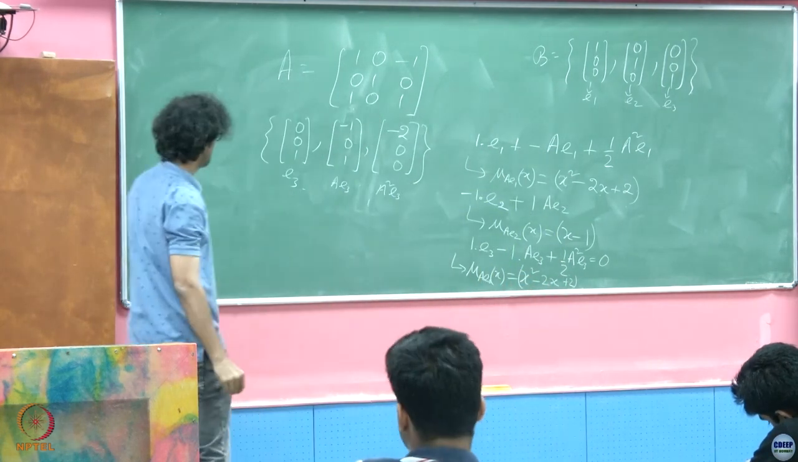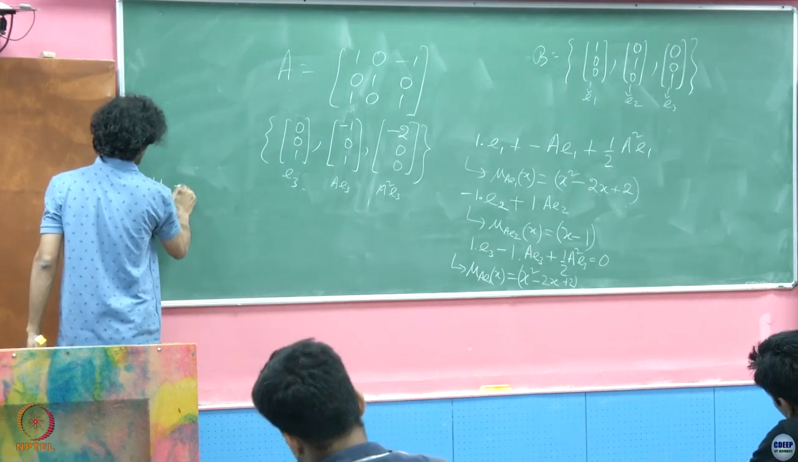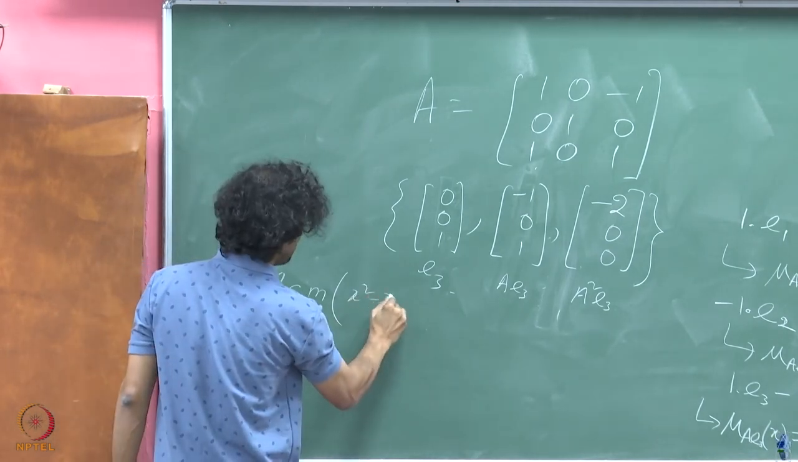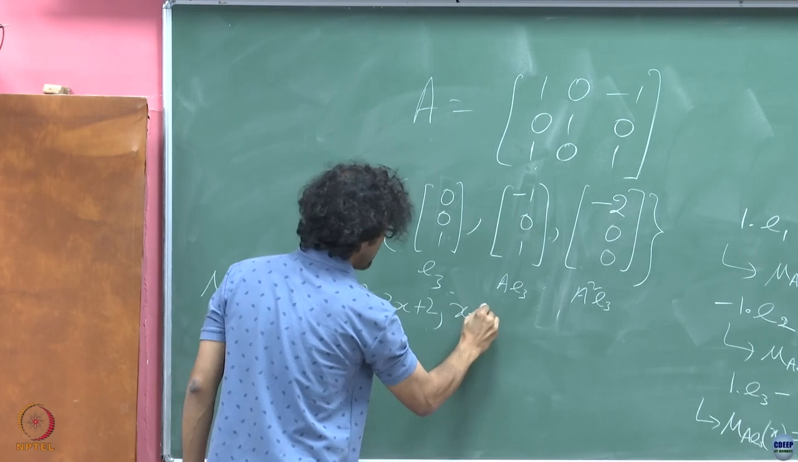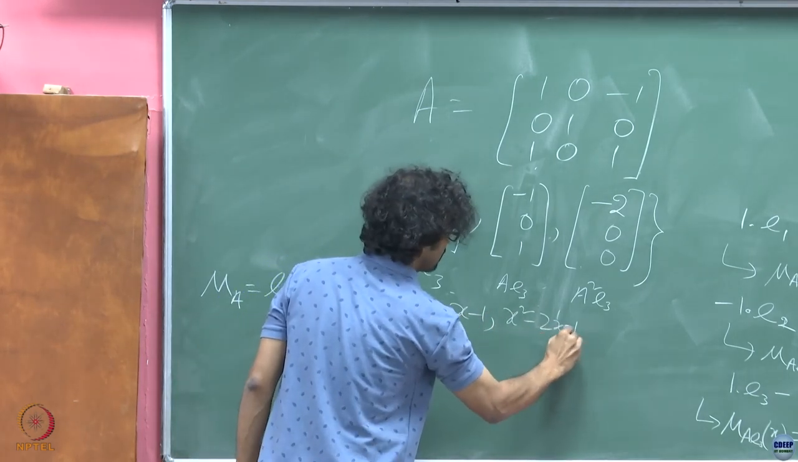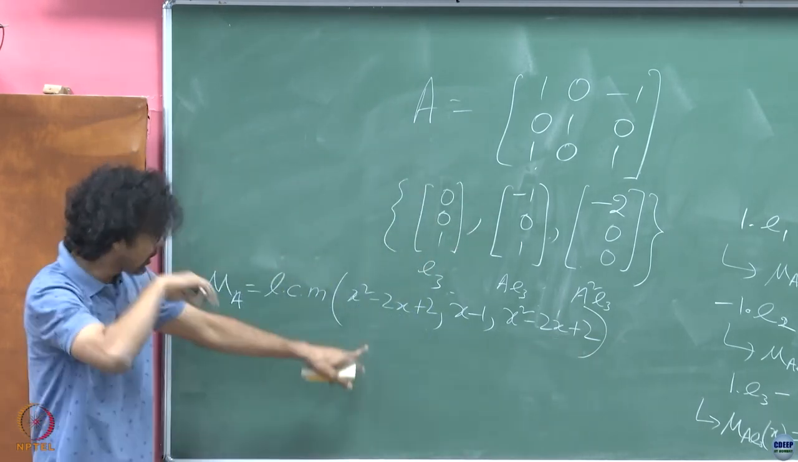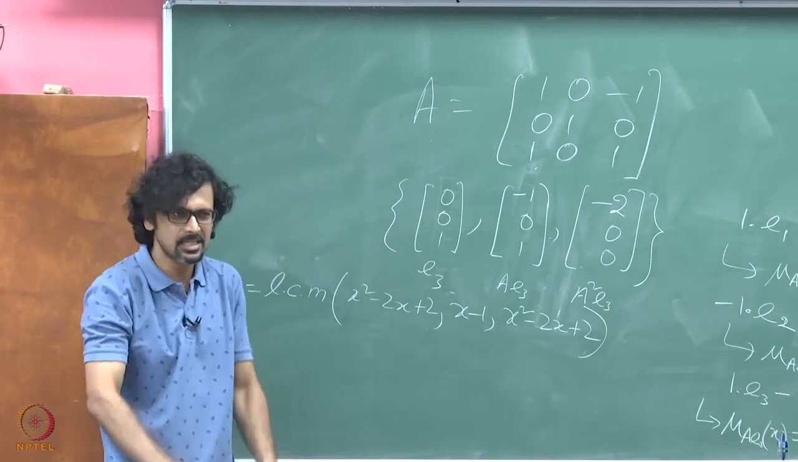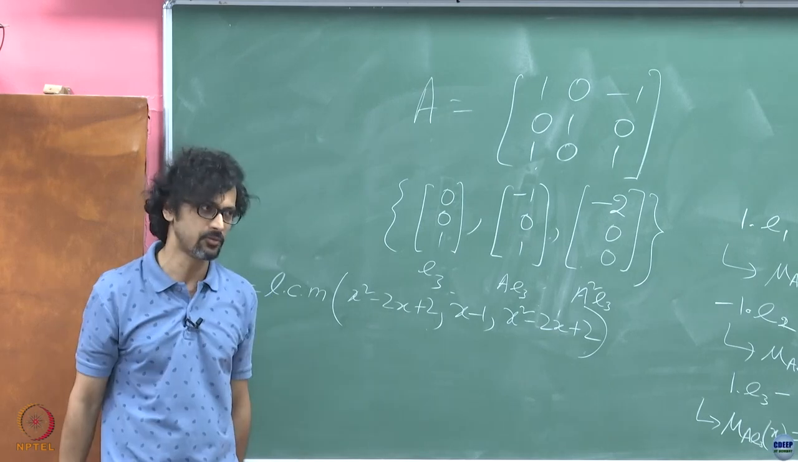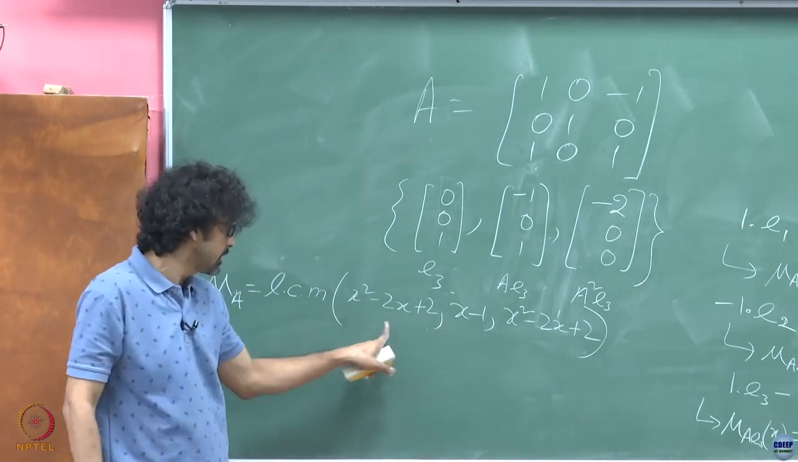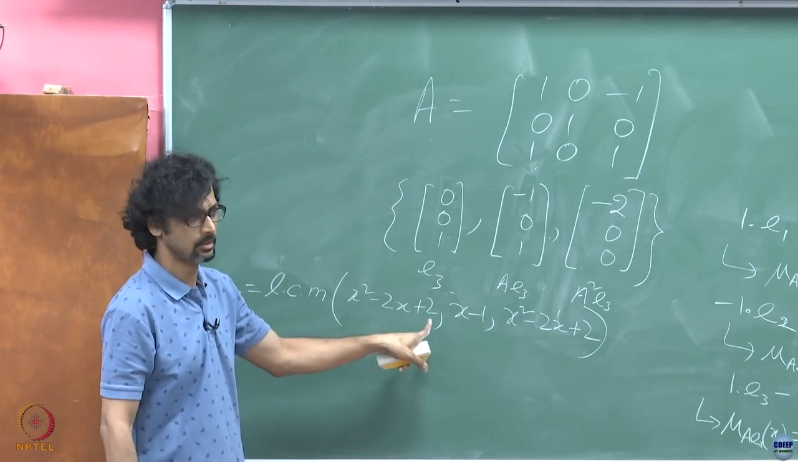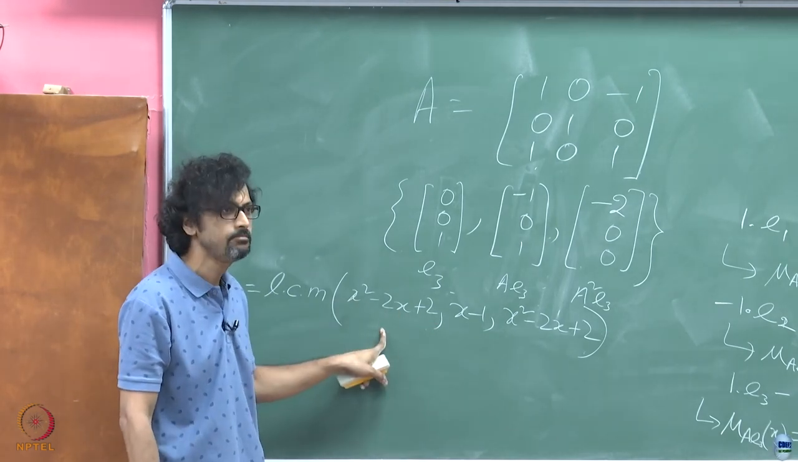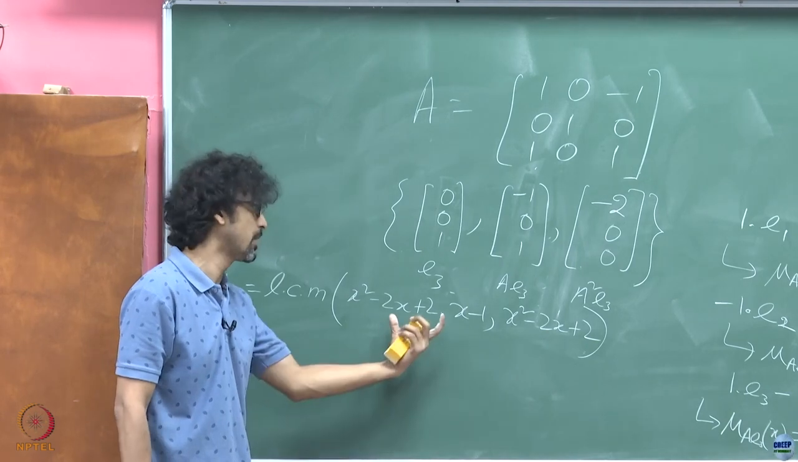So by our derivation, mu of A should turn out to be the least common multiple of x squared minus 2x plus 2, x minus 1, and x squared minus 2x plus 2. Is there a common factor between these? If there are, then of course we should not just multiply them. It's just like numbers. If you have 2 and 4, then the least common multiple is 4. It's not 2 into 4, 8. But is this sitting inside this? Well, just put in 1 here. You know it isn't, because it would have been x squared minus 2x plus 1. So this and this have nothing in common. We will say they are co-prime polynomials.